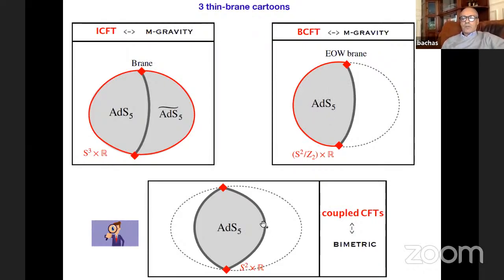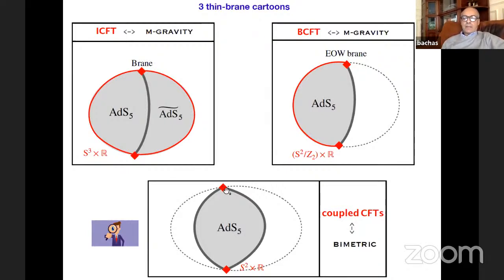This is now simply an end of the world brane with only a bulk on one side. But of course, you can also put two end of the world branes. And this you will recognize now as the wedge of the previous talk. So I have 2 branes. The boundary of AdS5 in the dotted circle is now absent. It's thrown away. And the interior is AdS5.